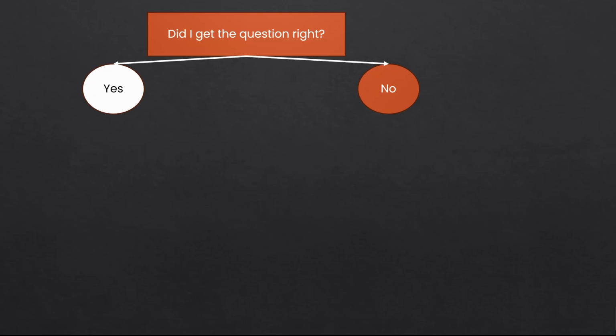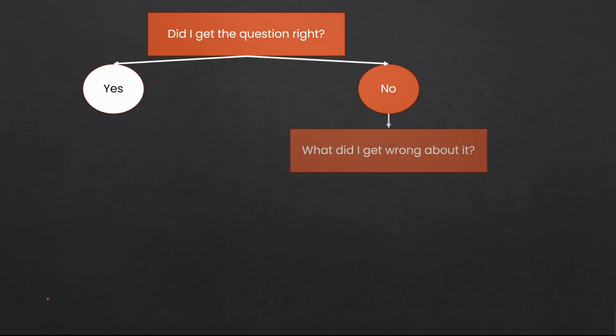Did I get the question right? If not, what did I get wrong about the question? In general, there are going to be two different reasons why you might get a question wrong. Either you get it wrong because you didn't understand the passage or the reasoning. For example, maybe there was a line in the passage that you missed, or maybe the passage itself was a bit confusing and you misunderstood the logic, or maybe you understood everything and then you just had a bit of a brain fart and missed the question.